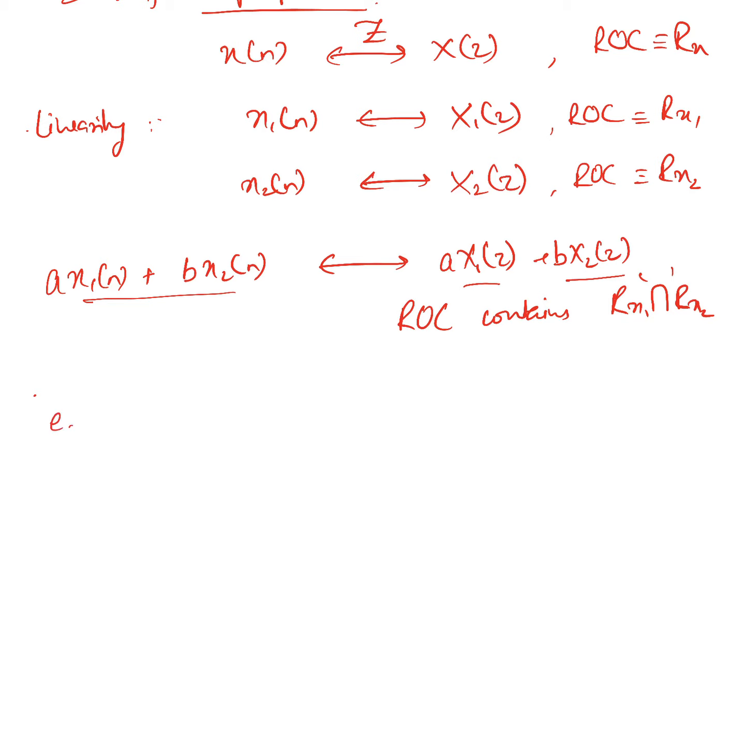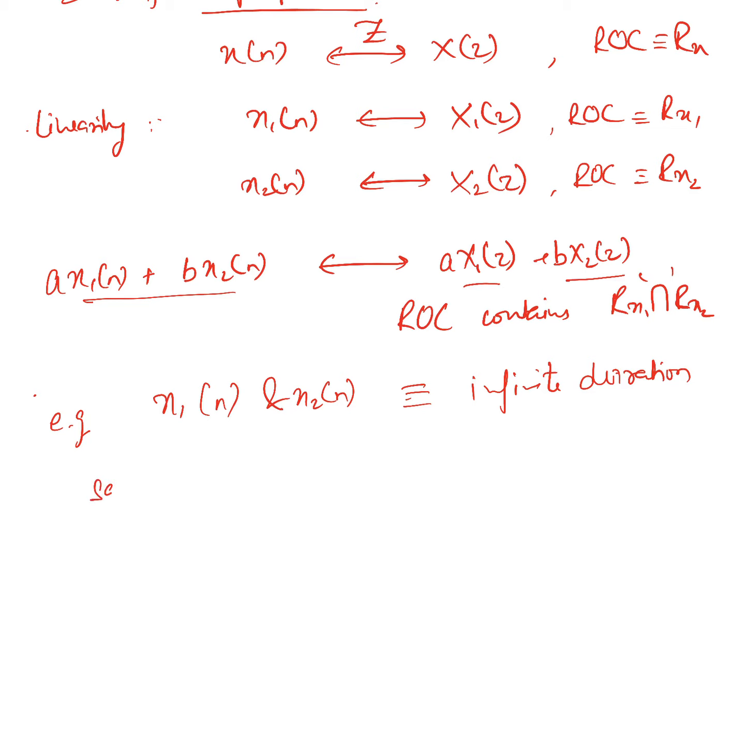So for example, you have x1 of n and x2 of n, both sequences of infinite duration. But their linear combination, say for example you get, is of finite duration, and we know from the properties of the ROC that for finite duration sequences, the ROC is the entire z plane with the possible exception of z equal to 0 or z equal to infinity.